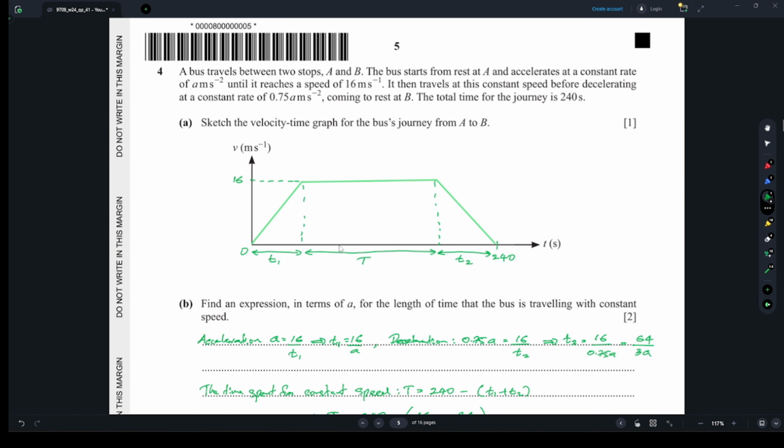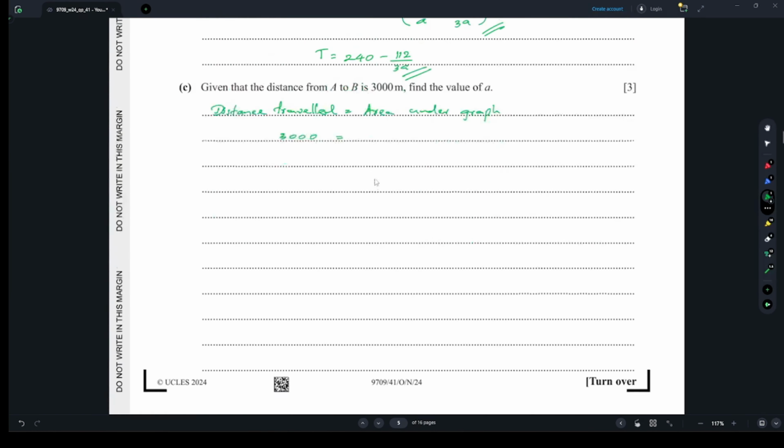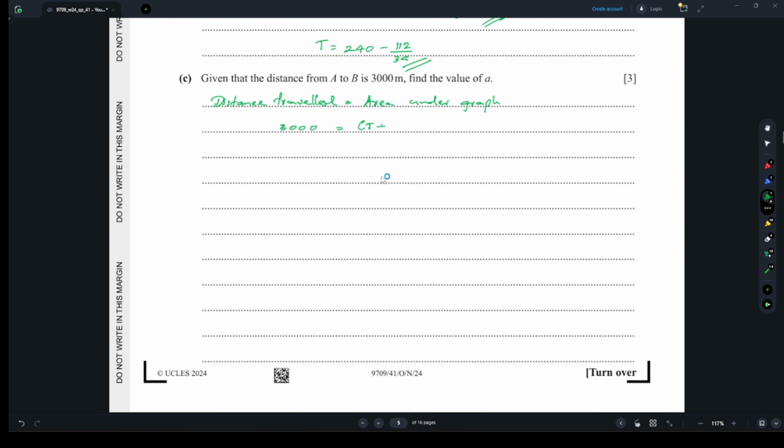So what you can do? Probably you know how to find the area of a trapezium. You have to take the summation of the parallel lines. Here one is T and the other one is 240, the bigger one. And then we also need the height. Height is 16. So I can write T plus 240 divided by 2 times 16.